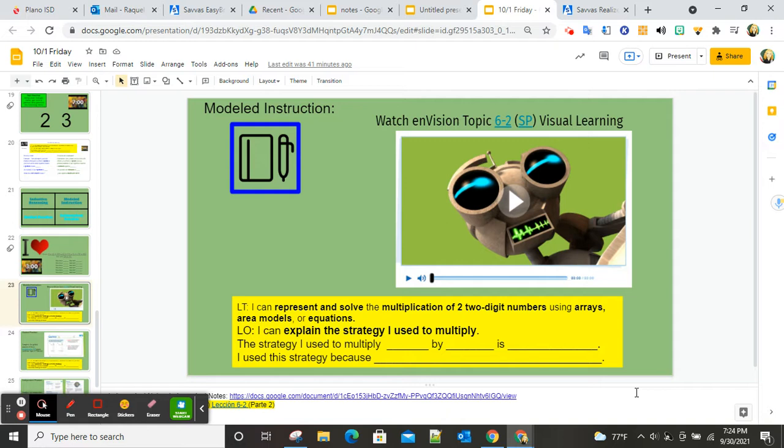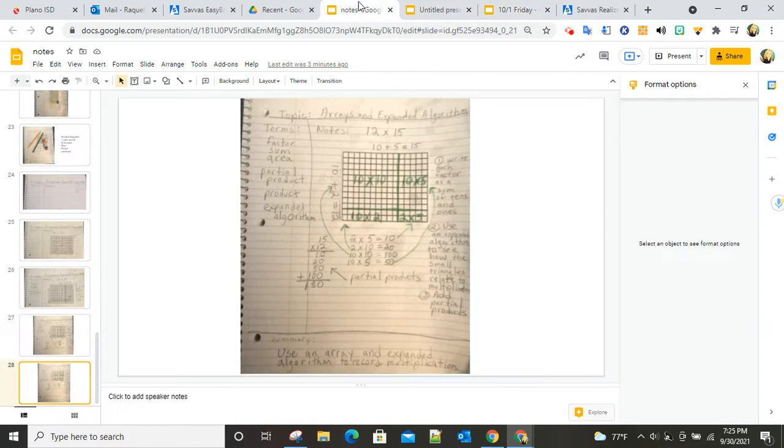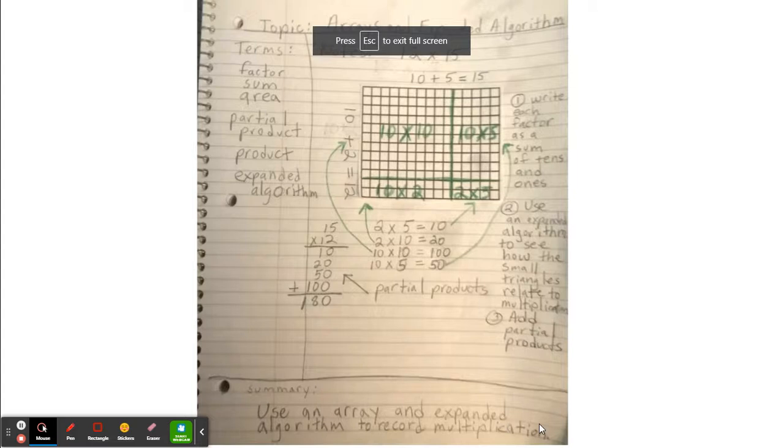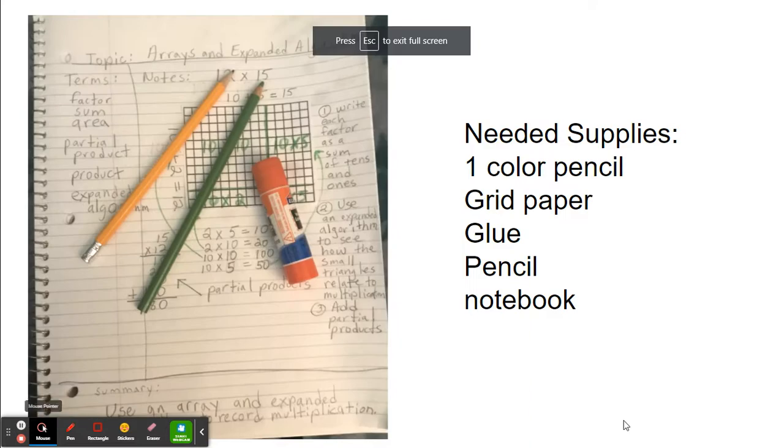Let's get started on setting up our notebook. Here are the supplies you'll need today during your math notebook lesson. One colored pencil, grid paper, glue, a pencil, and your notebook. Take some time to gather these supplies. Then we'll set up our notebook.